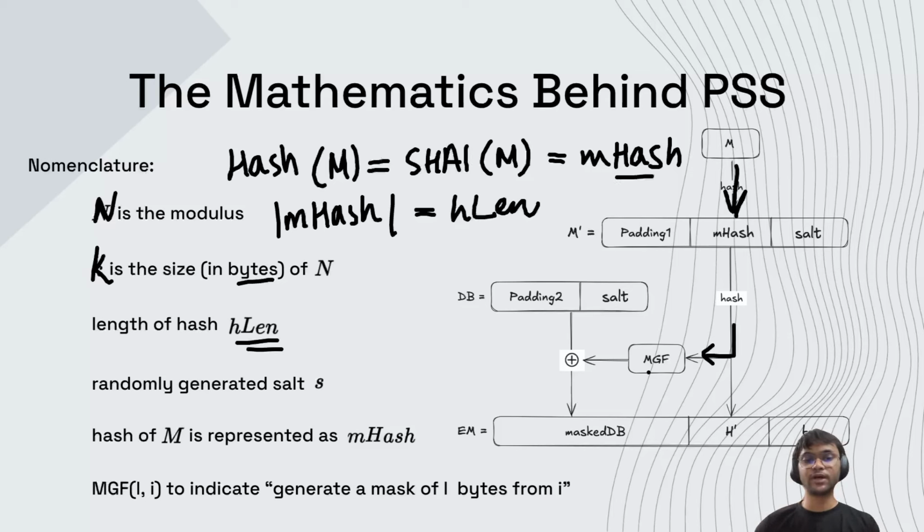Again, we'll have a mask generating function that will take as input the hash of this whole block over here, H dash, and it will create a mask for the data block. The data block would be called masked DB.